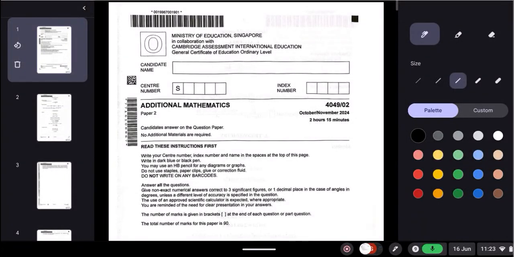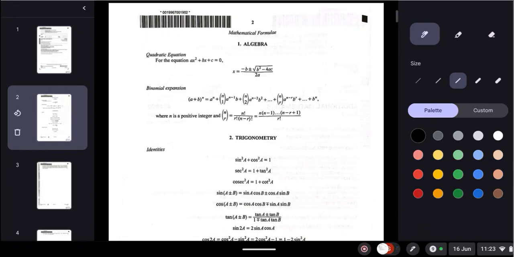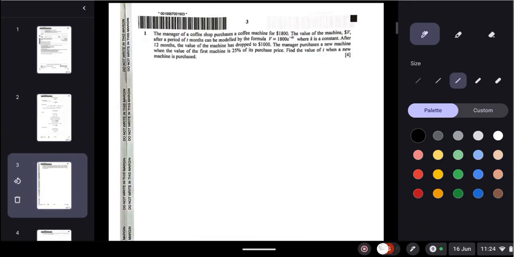Today we're going through the Additional Math Paper 2, syllabus 4049 Paper 2. This is the O Levels paper from last year that students have done, and we're going to go through this paper today. First question is basically your exponential question. This question usually comes out in the O Levels many times, so you will probably expect it this year also. So let's do the question.